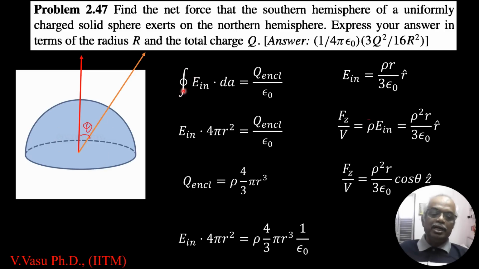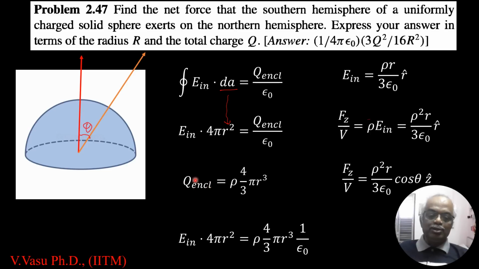According to Gauss's law, the closed integral of the electric field dotted with the small area under consideration on the Gaussian surface is equal to the charge Q enclosed by the Gaussian surface divided by epsilon naught. Here da integrates to 4 pi r squared, and the right side is the charge enclosed over epsilon naught.